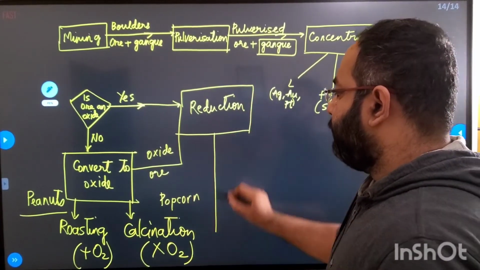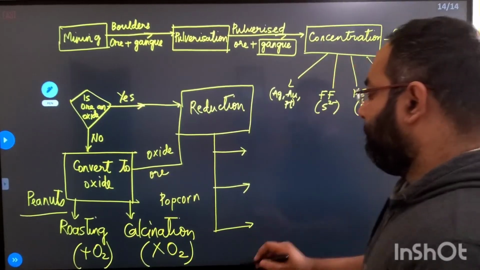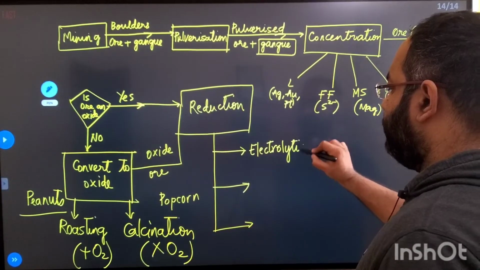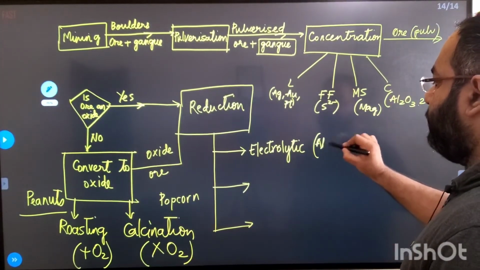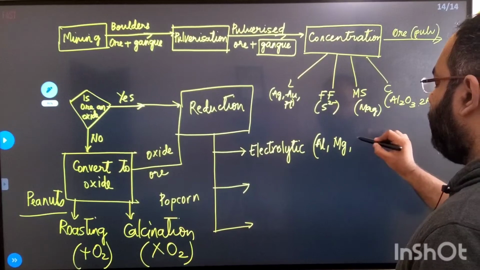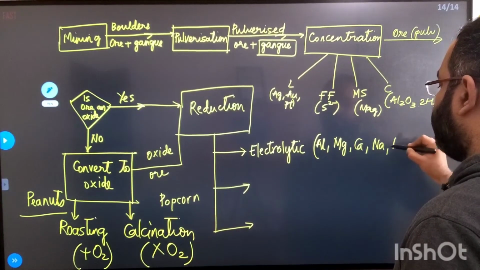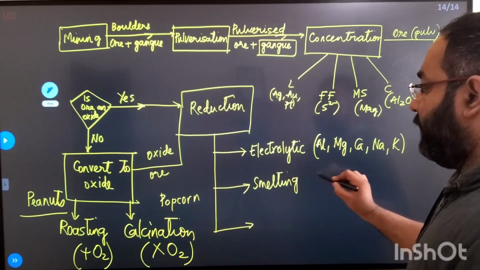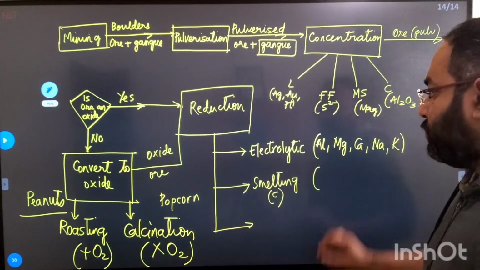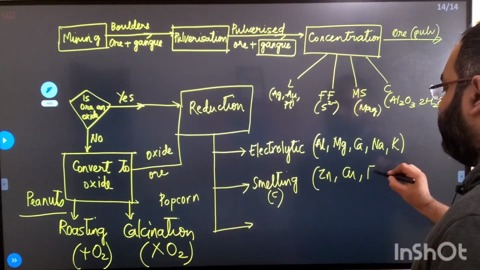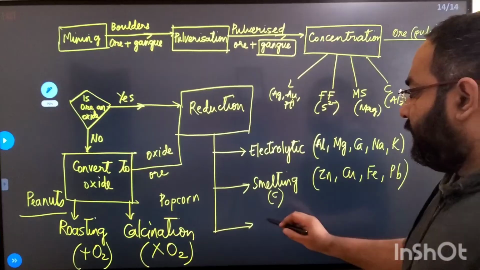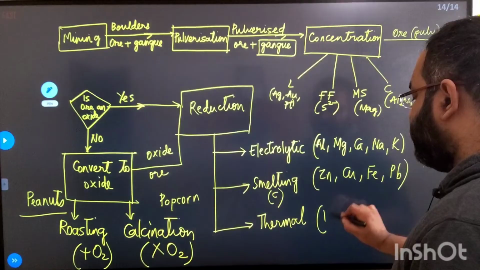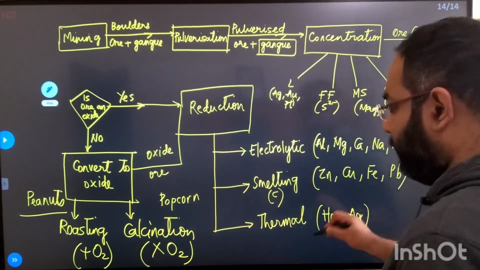Now reduction can be of three types. One is called electrolytic reduction, which is generally used for aluminium, magnesium, calcium, sodium, potassium. You could also use smelting, where you use carbon as the reducing agent. This is mostly used for zinc, copper, iron, lead. Then you could also use thermal or heat for very weak metals such as silver or mercury.